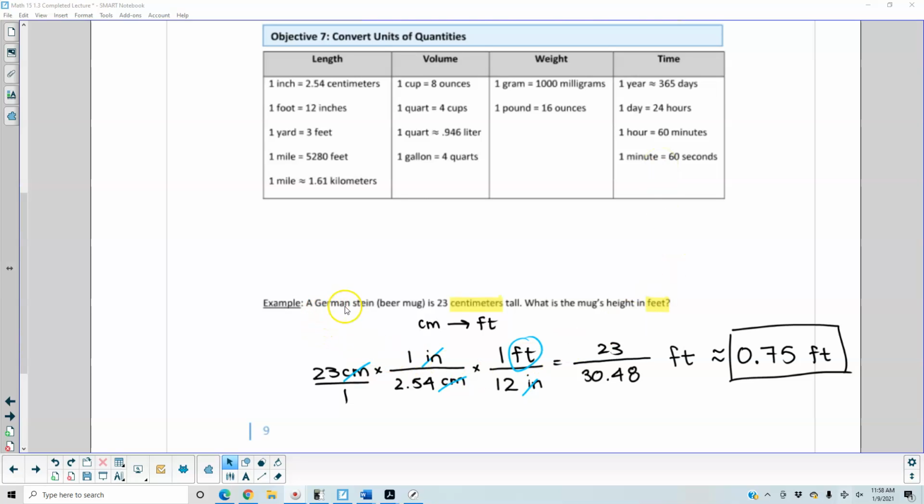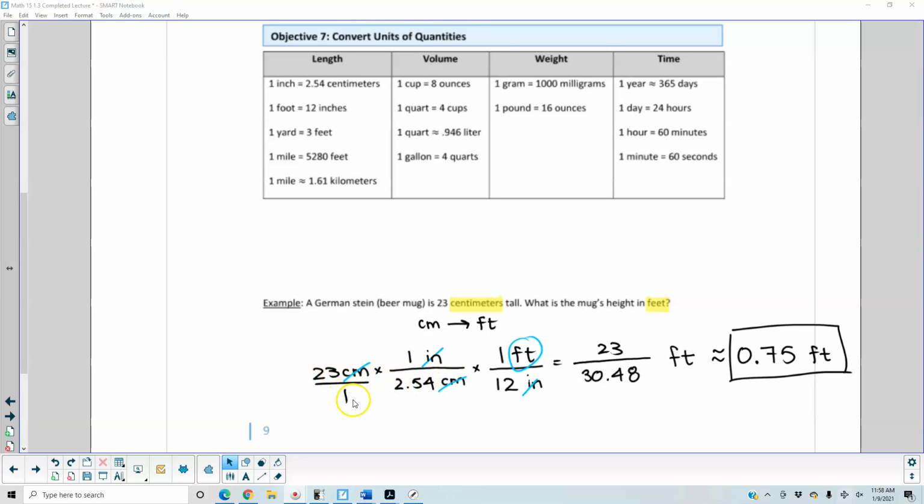So for example, a German Stein beer mug is 23 centimeters tall. What is the mug's height in feet? So we want to go from centimeters to feet. So the first thing we need to do is write 23 centimeters over 1, and we want to get rid of the centimeters. So if we go back up here and look at the conversion, we have 1 inch, which is equal to 2.54 centimeters. So it's going to be 1 inch over 2.54 centimeters, so that allows us to eliminate the centimeters units.